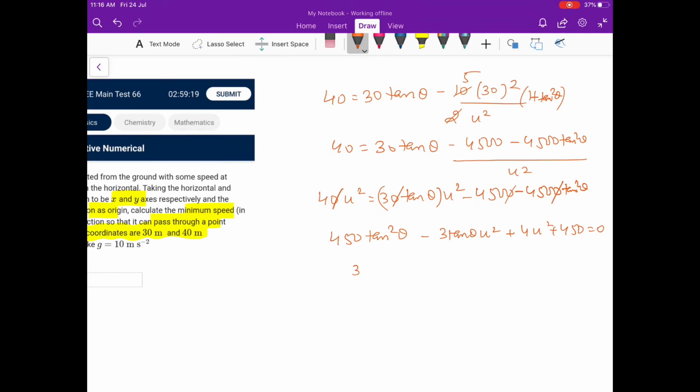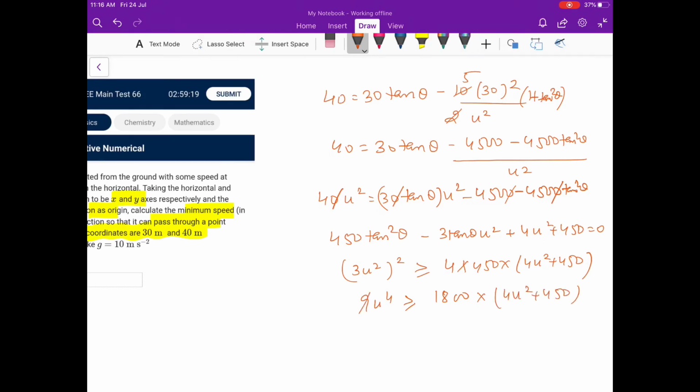So we'll have (3u²)² should be greater than or equal to 4 into 450 into (4u² plus 450). That is what you need to remember. So it is 9u⁴ should be greater than or equal to 1800. It's better we would have cancelled it. Okay, no issues, 1800 into (4u² plus 450).